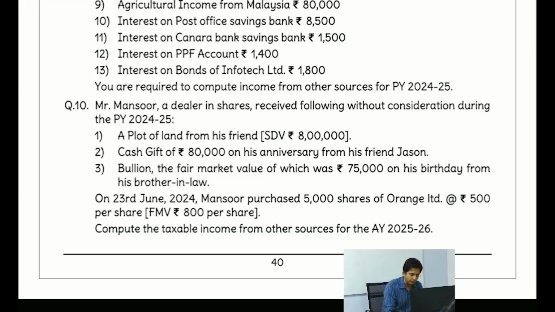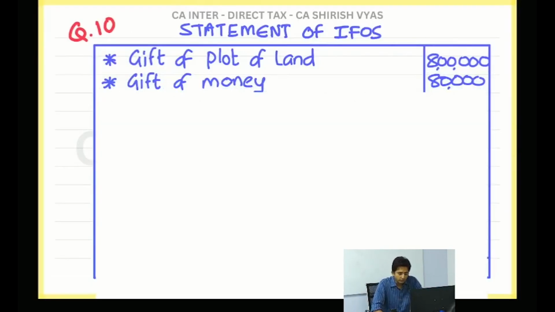Other points: we have one point of bullion, then something about shares. For money gift, this is the only point. So total up. What is the total? 80,000, which is above 50,000, fully taxable. What will you write? Gift of money, 80,000 fully taxable.